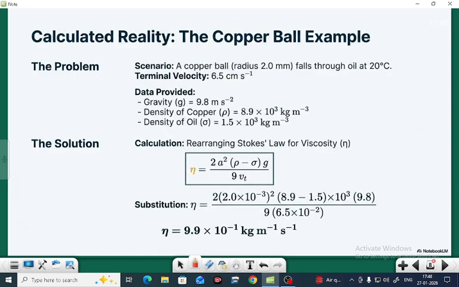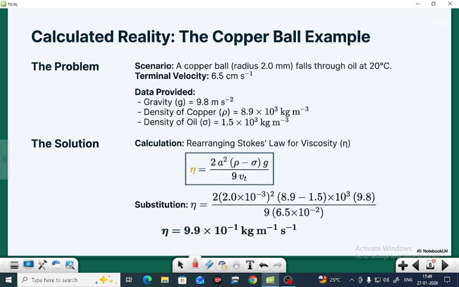Calculated reality: the copper ball example. We have taken an example problem. Scenario: a copper ball of radius 2 mm falls through oil at 20 degrees centigrade. Terminal velocity is 6.5 cm per second. Data provided: g, the density of copper rho, and the density of oil sigma are also given. Rearranging Stokes law for viscosity, eta equals 2 a square, rho minus sigma, g by 9 Vt. So we put in the values and get 9.9 times 10 to the minus 1 kg per meter per second.